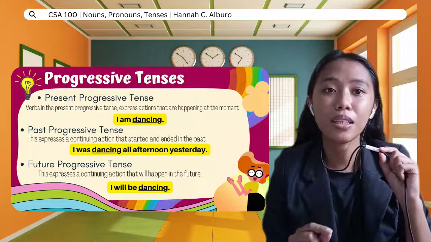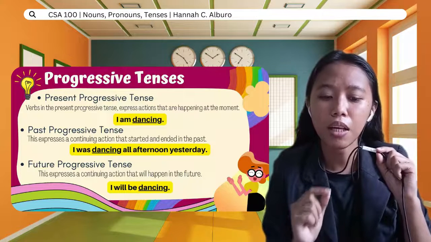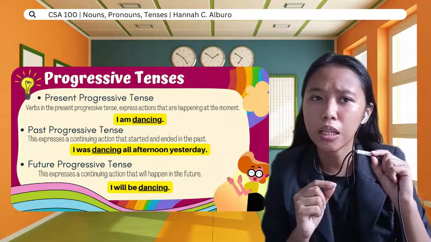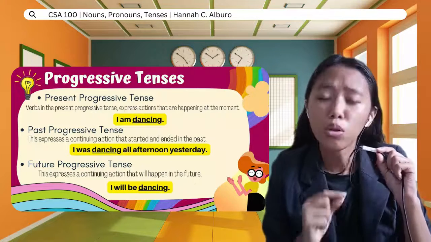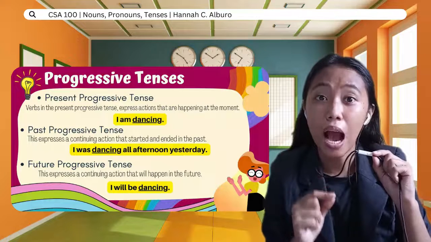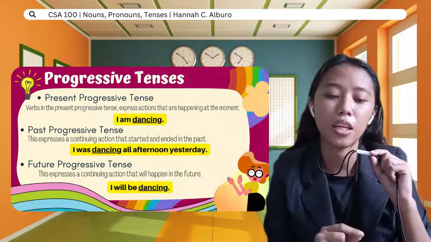In the progressive tenses, even though it is in present and past and future, as long as it is progressive, all the verbs are in the ing form of the verb, no? Ing form of the verb.